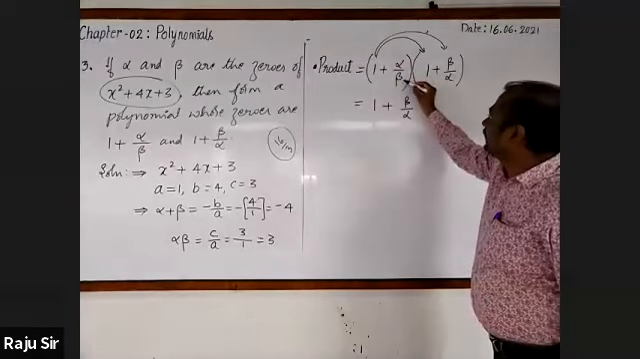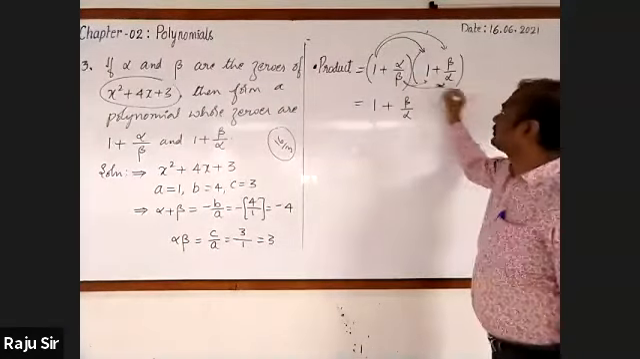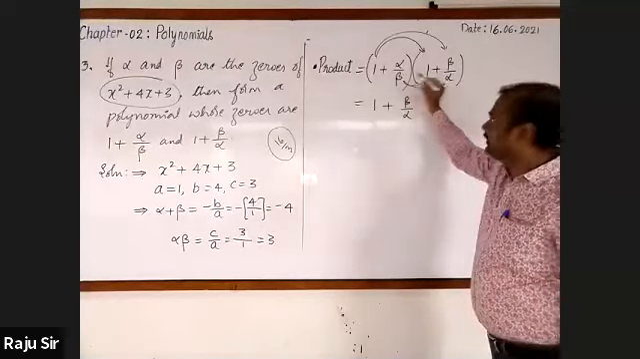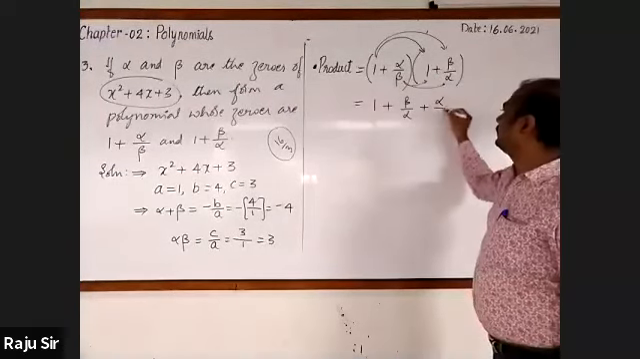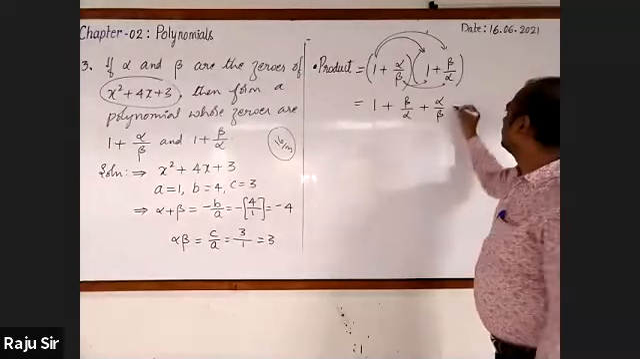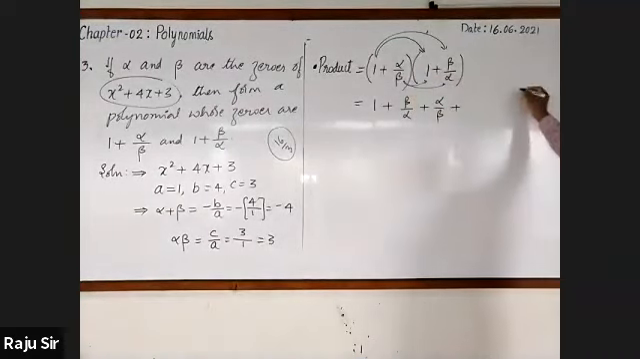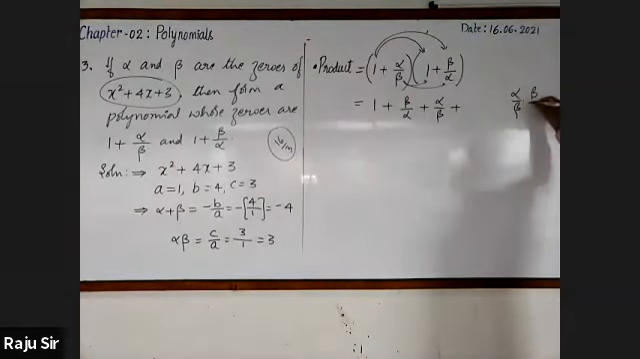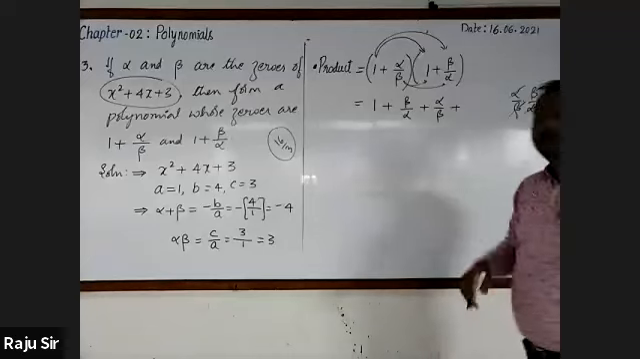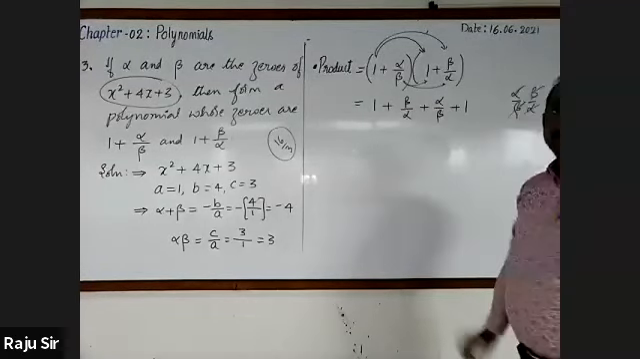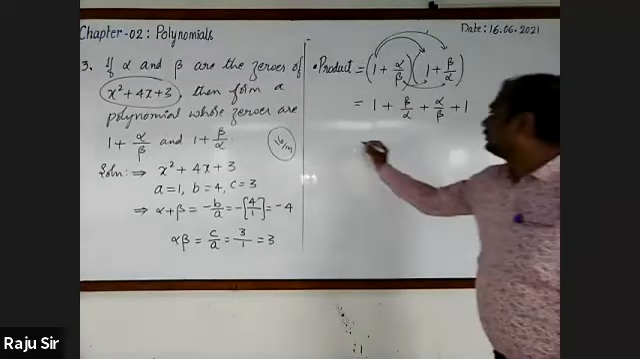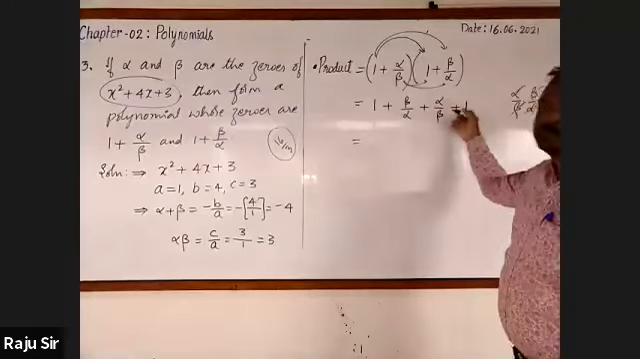Next multiply alpha/beta with both the terms. Alpha/beta into 1 is alpha/beta, plus alpha/beta into beta/alpha. See that? Alpha gets cancelled, beta gets cancelled. It is 1. Now this is equal to, again, 1 plus 1 is 2.